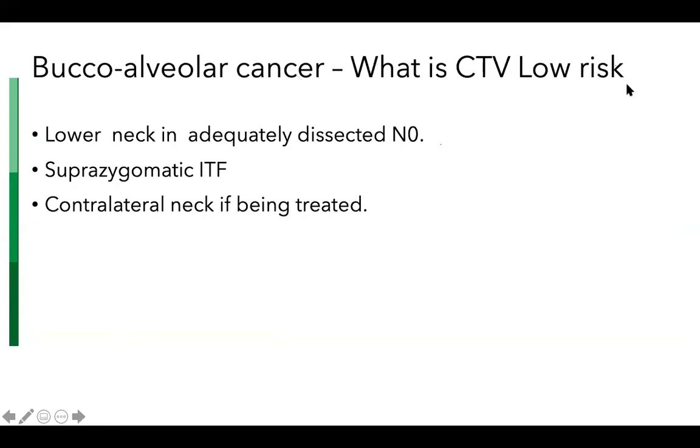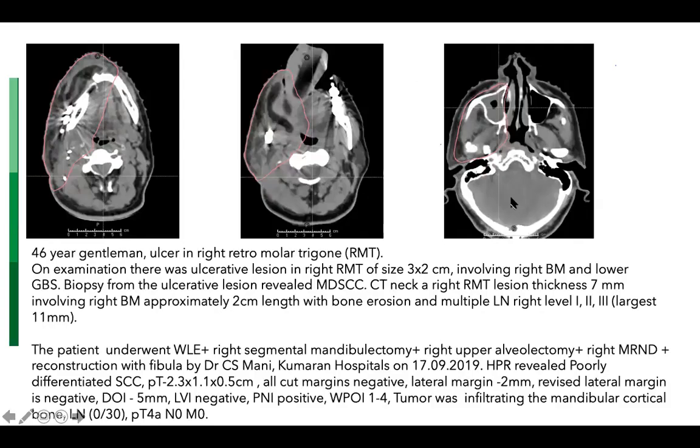What is the CTB low risk? The lower neck in an adequately dissected N0 neck. This is plus minus. A lot of people would treat it to 60, but I do treat this area to 50, 54 when we are SIBing. Suprazygomatic ITF and the contralateral neck if it is being treated.